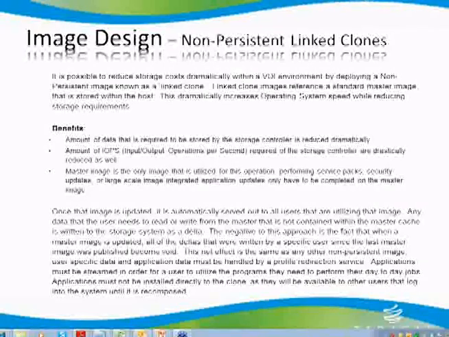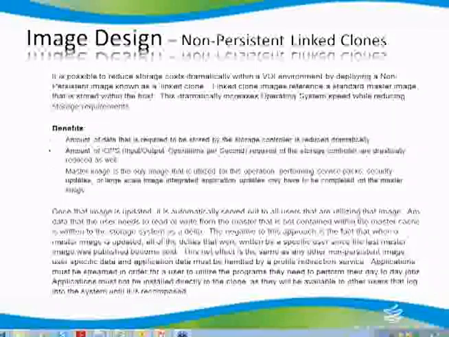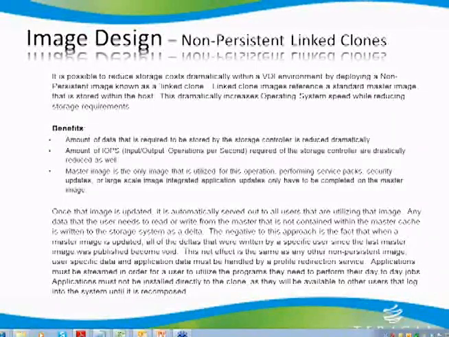Now, once the image is updated, it is automatically served out to all the users utilizing that image. Any data that the user needs to read or write that is not contained within the master cache is written to the storage system as a delta. Now, the negative side of this is that when a master image is updated, all the deltas that were written for the specific user since the last master image was published become void. The net effect is the same as any other non-persistent image. User-specific data and application data must be handled by a profile redirection service.